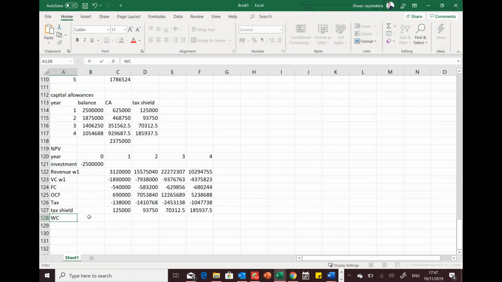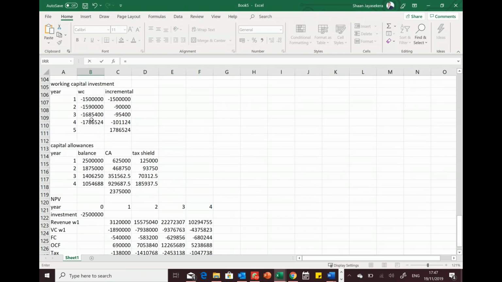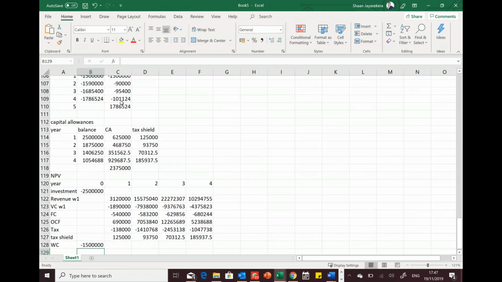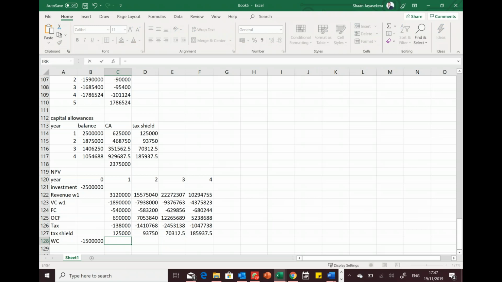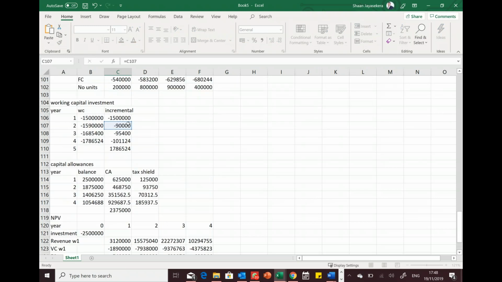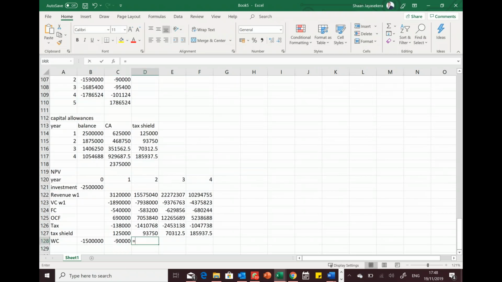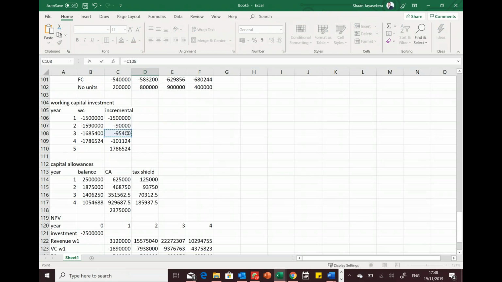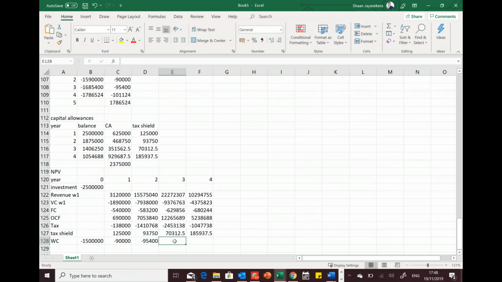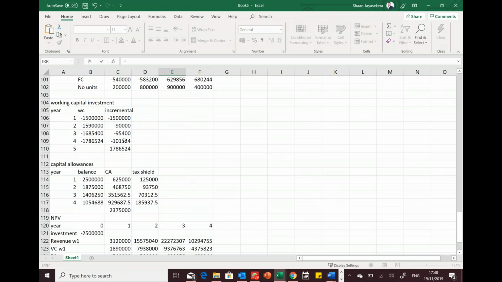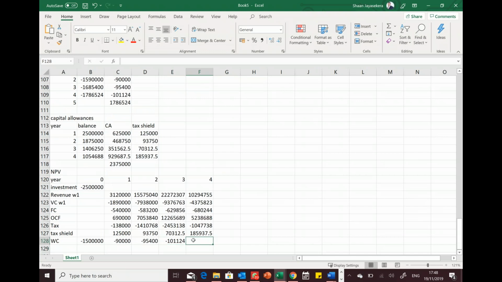Now, in the working capital, in year 0, I will have to actually invest this amount. Then in year 1, I will have to incrementally put this amount. Then in year 2, I'll have to incrementally put this amount, and so forth. Year 3, I'll have to incrementally put this amount. And finally, the recovery. So again, double check.